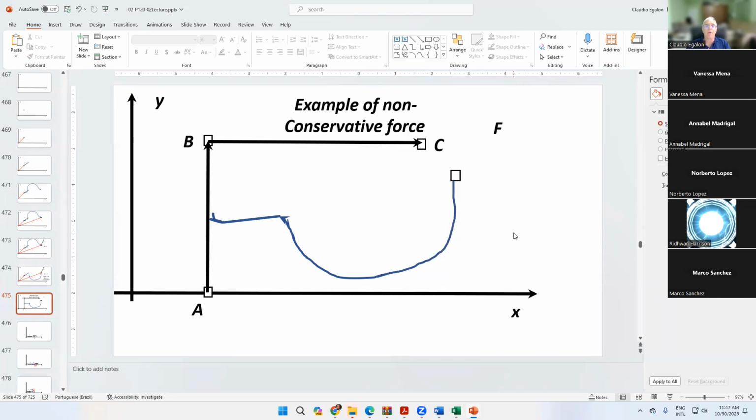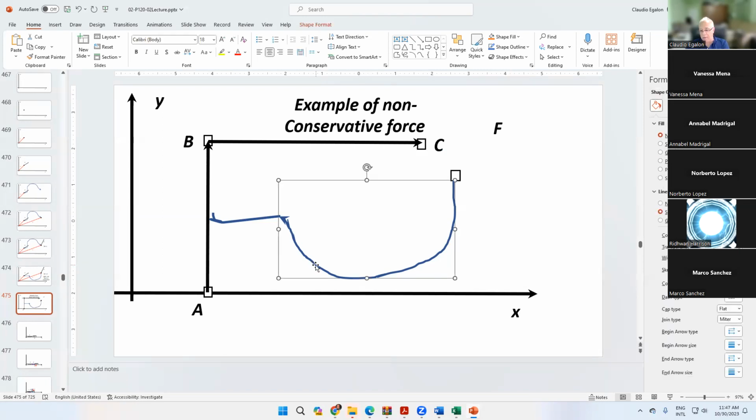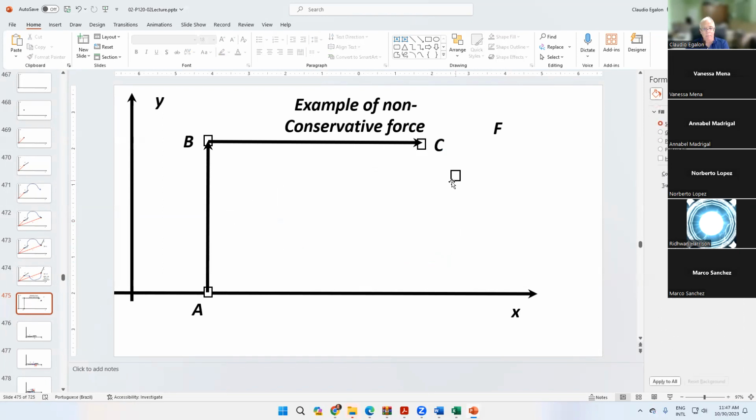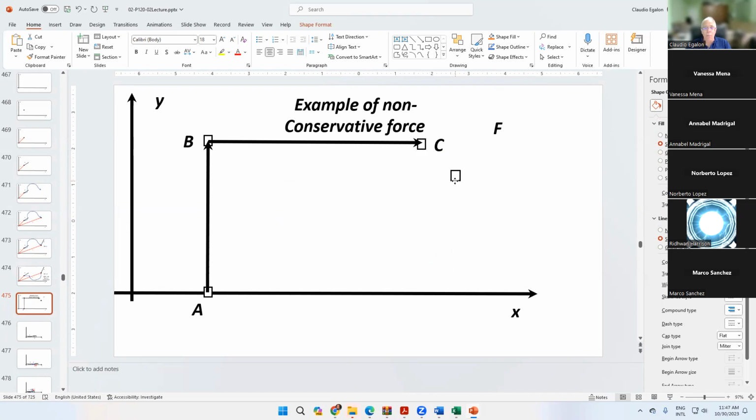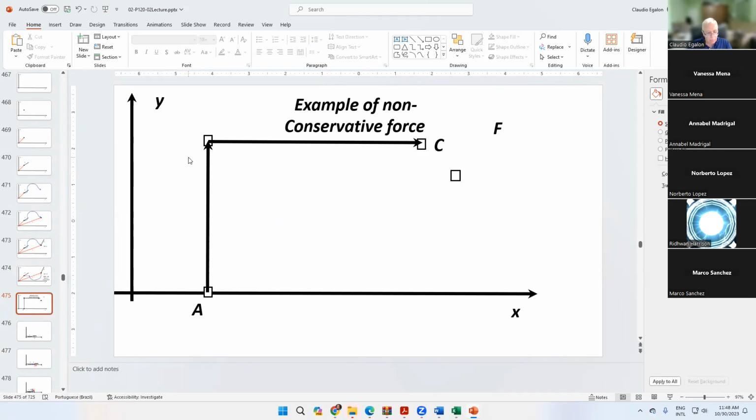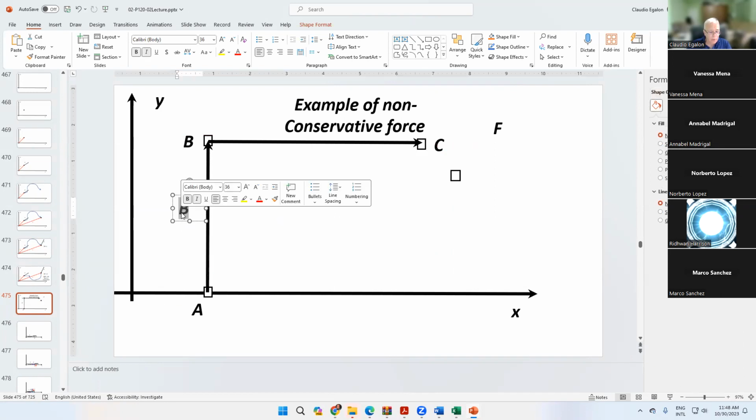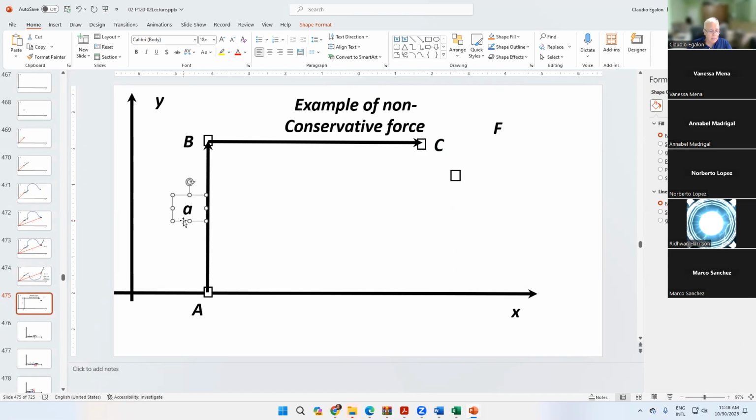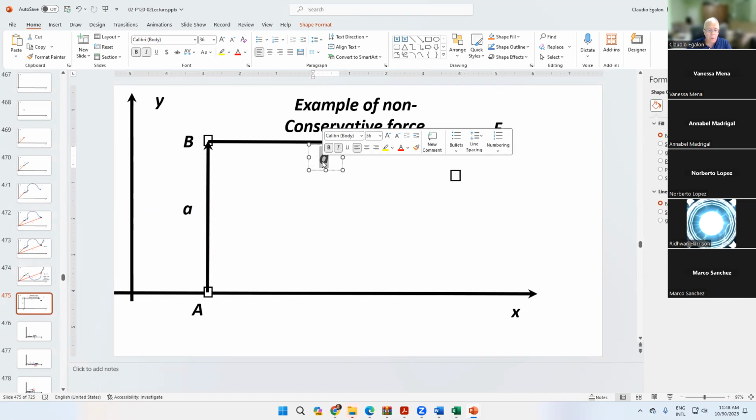To the front, okay? That's one pass. This object is moving from point A to point C. I'm going to make it easier for you. Here this distance is A, lowercase a. And here this distance is B, lowercase b.